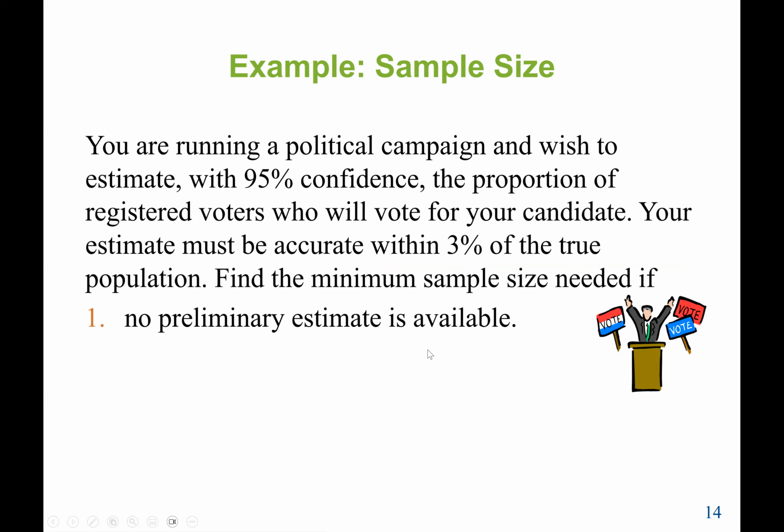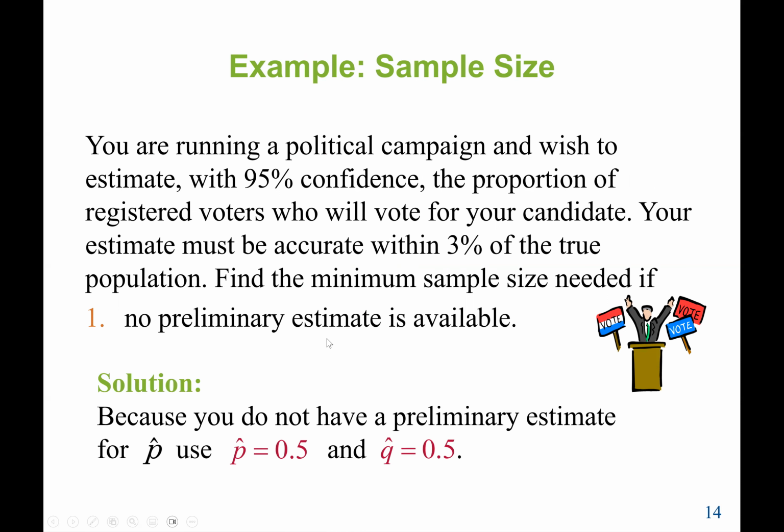Now, here we can see that we have most of our values. We have 95% confidence, and also the estimate must be accurate within 3% of the true population. So this means we don't have the p, we don't have the q. So as we said earlier, since we don't have p and q, we will say that p-hat will be 0.5 and also the q-hat will be 0.5.